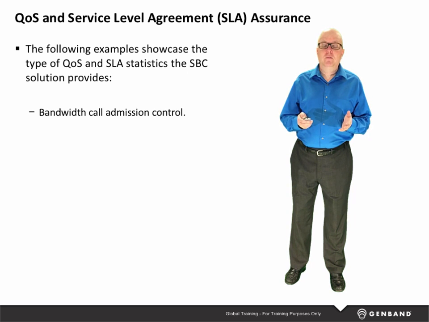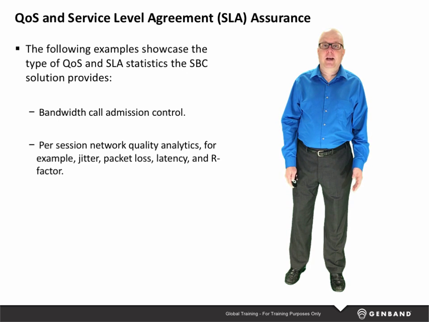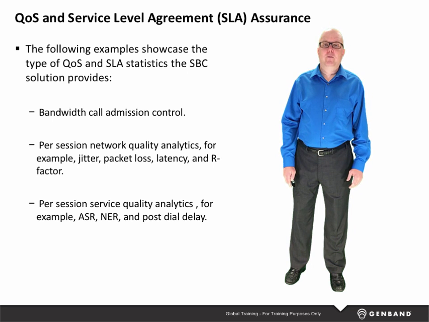Okay, bandwidth call admission control, we would be basically telling you the bit rate coming through for the various signals. I've already mentioned that we could calculate jitter, packet loss, latency, quality factors, which is a measurement of an R factor value. We can also provide things like answer seizure ratio, network efficiency ratio, basically what percentage of your calls were abandoned before they were actually established, post-dial delay. You're going to have these types of reports that you can go ahead and run on the solution.